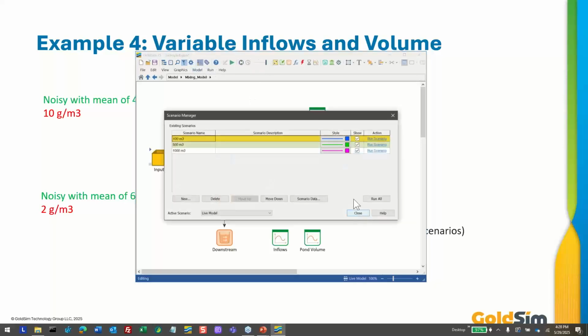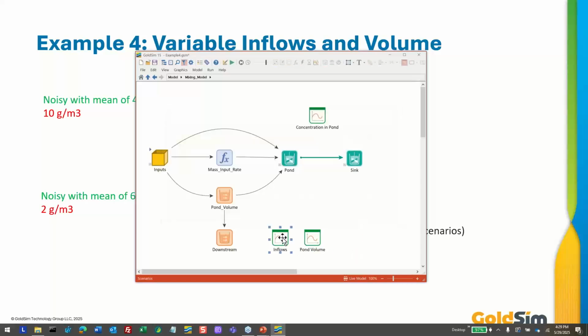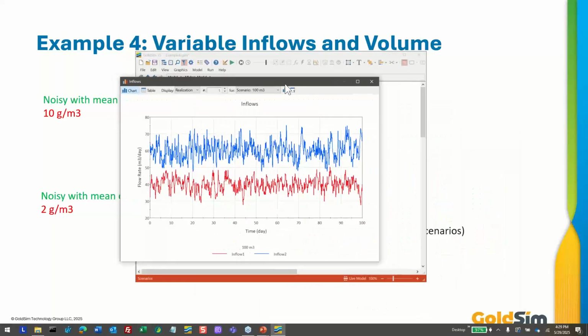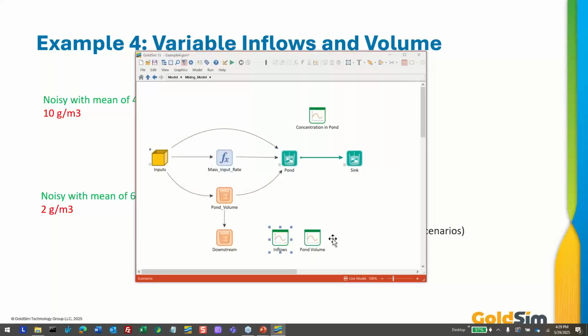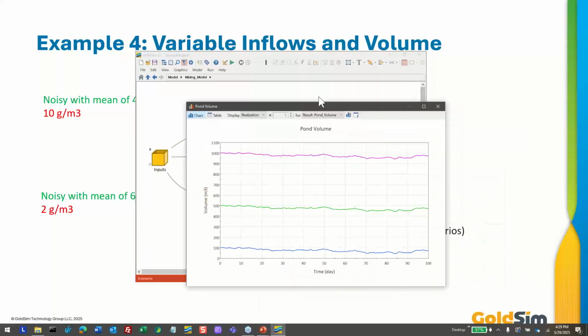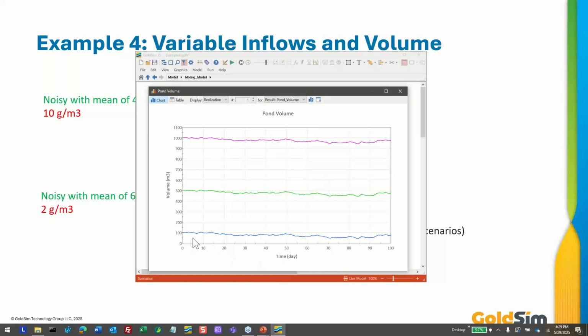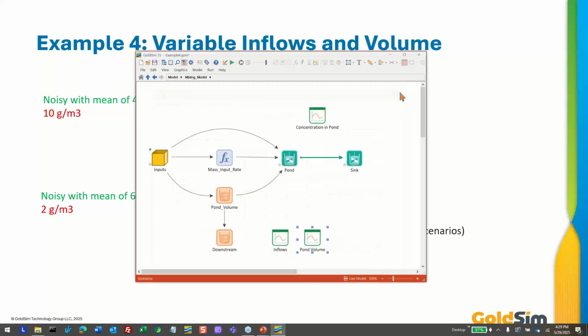We'll go ahead and run those three scenarios now. And again, with 100, 500, and 1,000 as the initial volume, right? Let's first look at, just so you can see what I was simulating, those were the inflows. So the inflows are noisy. Those are my two inflows. And that results in pond volumes that look like this. So remember, I had three scenarios. This pond volume is bouncing around 100, this pond volume is bouncing around 500, and this pond volume is bouncing around 1,000, but it's not a constant pond volume anymore.